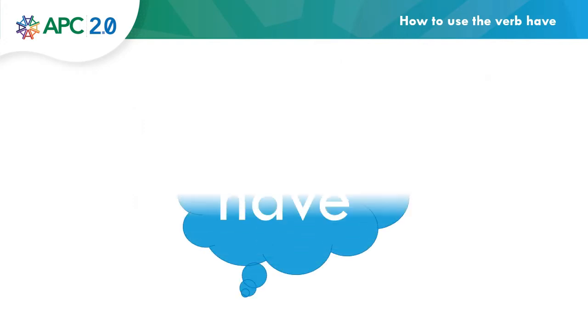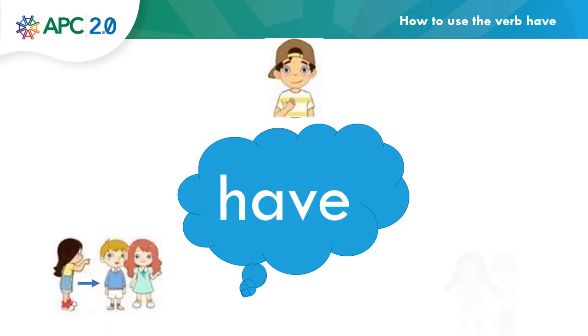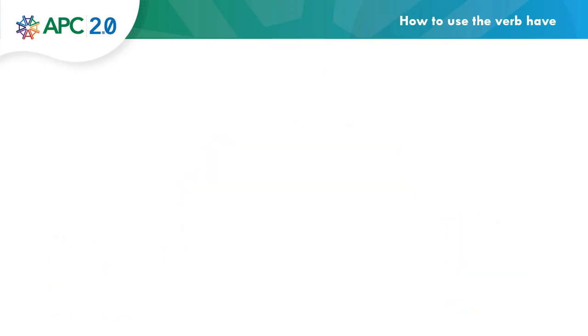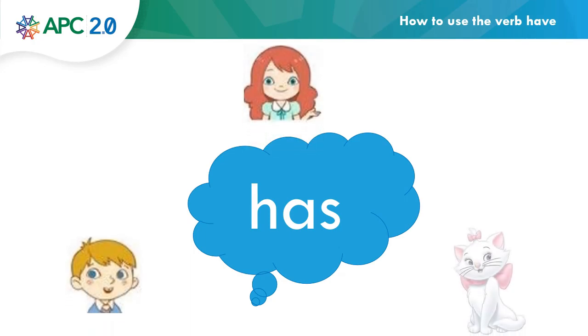So, don't forget, kids, have for I, they, and we. And has for she, he, and it.